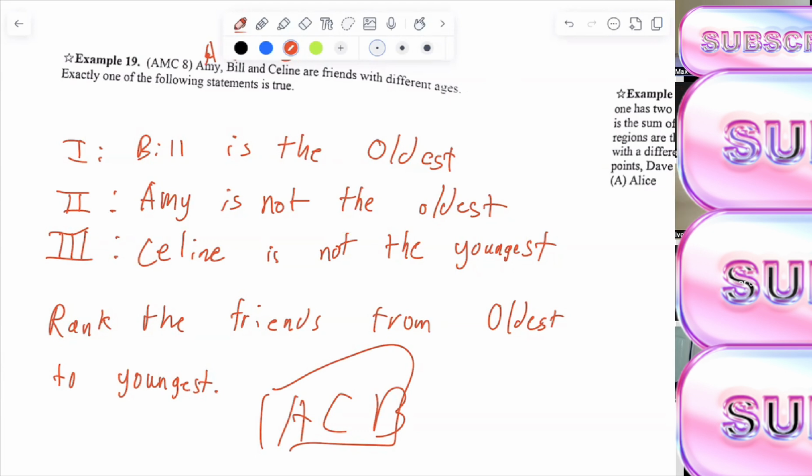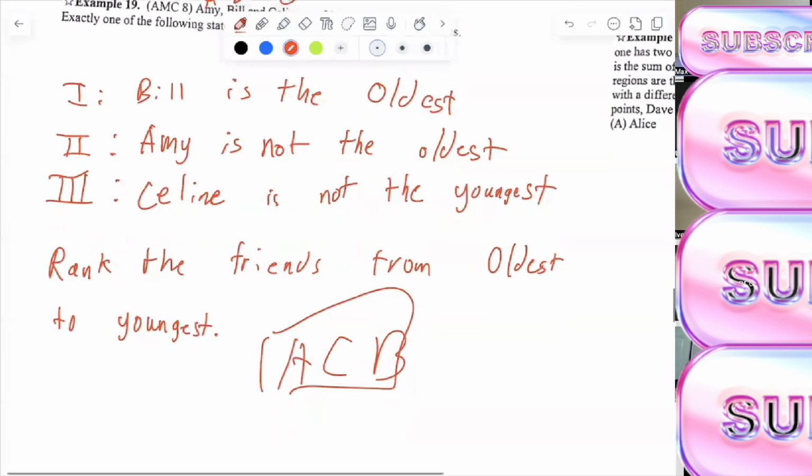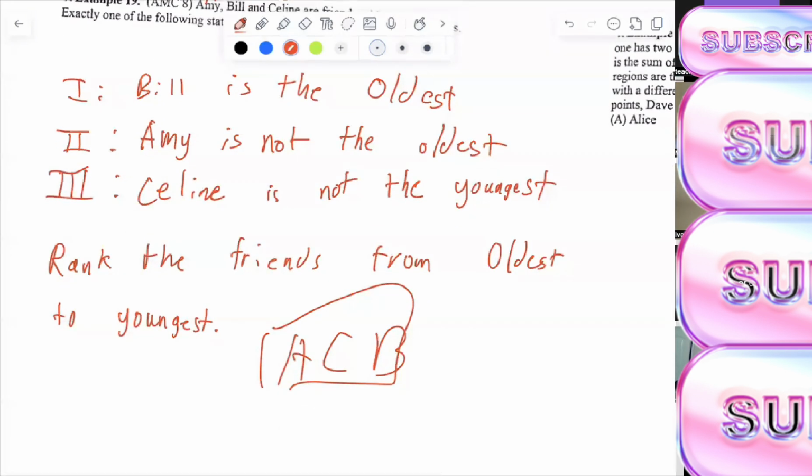So let's try B again. If Bill is the youngest, we get that Celine's also youngest, which means both these two are not right. So they're basically contradicting. Same with Amy. If Amy is not the oldest, then Bill has to be the youngest, and so is Celine also the youngest. So these two contradict each other. So the only possible one is ACB, or Amy, Celine, and Bill. Okay?